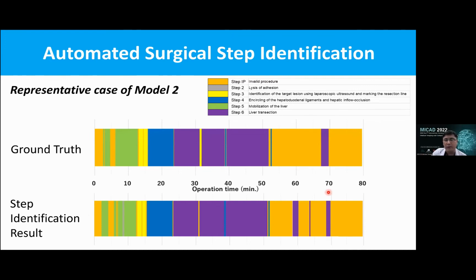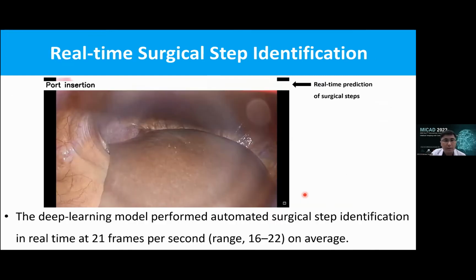Model 2 has a better recognition of this part. This is a video of real-time surgical step identification, and this part is a real-time prediction of surgical steps. This is a video of a laparoscopic hepatectomy. I'll show you the video.